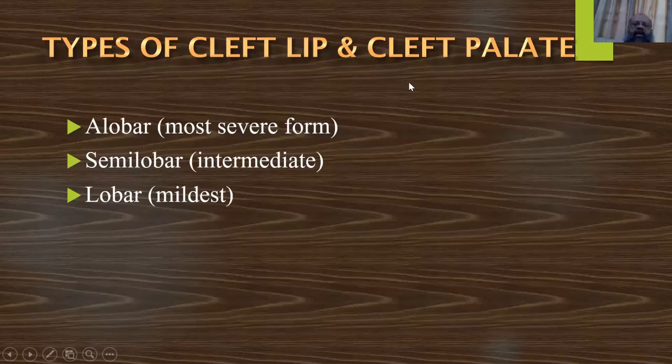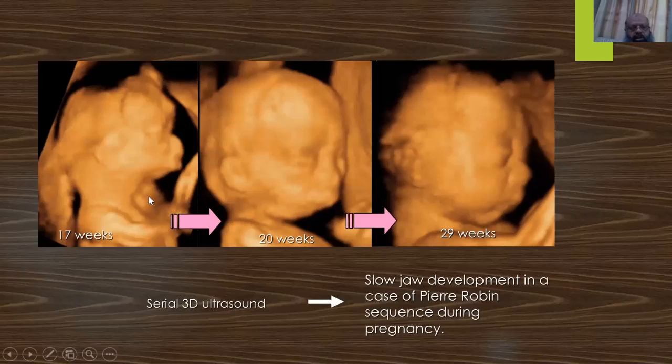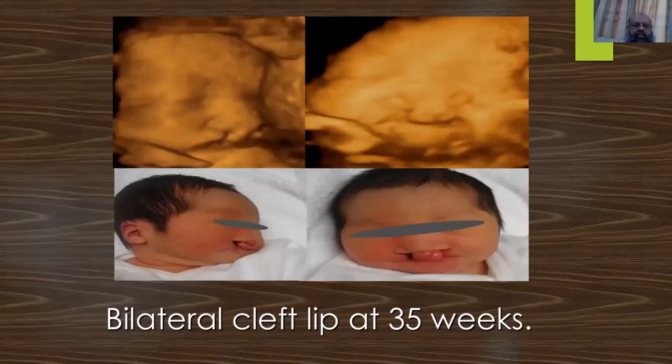The types of cleft lip and palate can be alobar, the most severe form, semilobar, intermediate, and lobar, which is the mildest. Then micrognathia with cleft lip at 19 weeks, in which there is almost no chin, very small chin. Micrognathia, almost no chin, at 17 weeks, 20 weeks, 29 weeks. It is bilateral cleft lip at 35 weeks, both sides. This is right and left, and on 3D also.